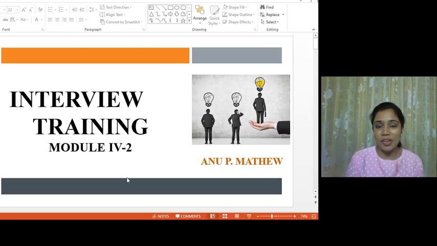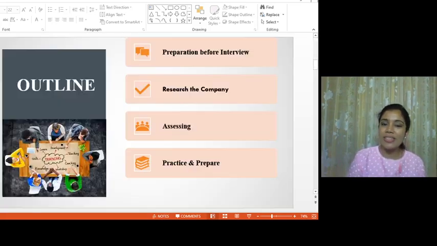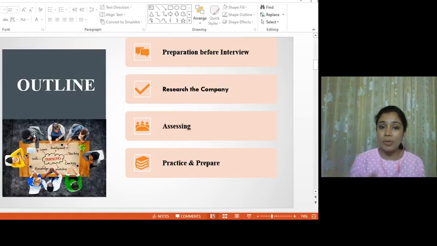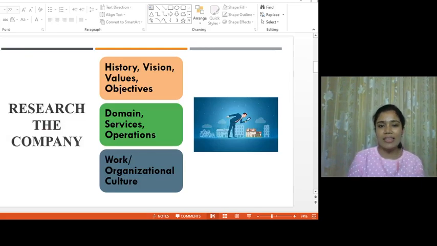We are going to talk about the second unit of the fourth module, which is all about interview training. This is the outline of this unit. Basically, we'll be talking about preparation before the interview, which includes researching the company, assessing oneself, and about practice and preparation.